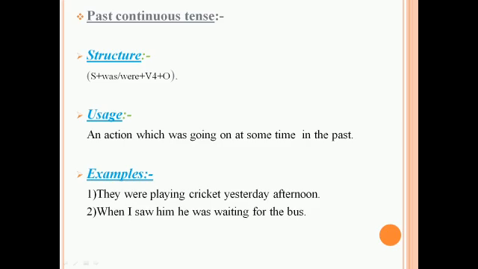When I saw him, he was waiting for the bus. Here in second example, there were two past actions. He was waiting for the bus and I saw him. He was waiting for the bus is the first action. So the first action should be expressed in past continuous tense and the second action should be expressed in simple past tense. That is, I saw him.